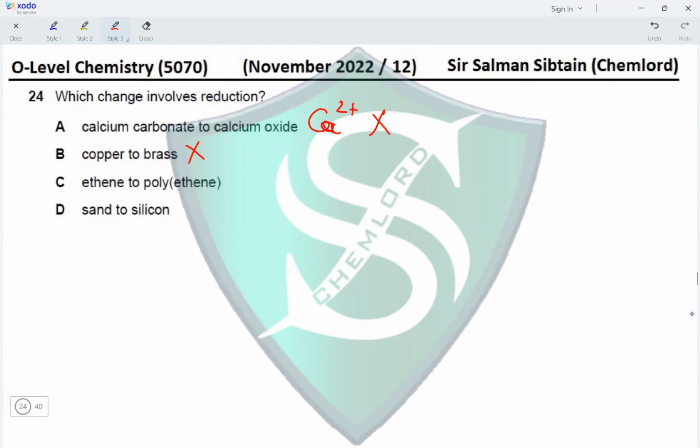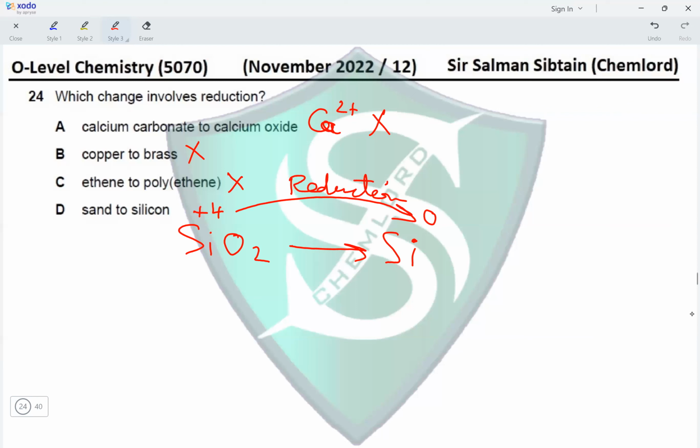Option C, ethene to polyethene. Here we have a double bond opening up, nothing else happens. There is no oxidation or reduction taking place. Option D, sand to silicon. Sand has SiO2 and this is converted into silicon. Silicon, being an element, has an oxidation state of 0, whereas Si in SiO2 has an oxidation state of +4. +4 to 0 is reduction. And they've asked which change involves reduction. So option D is the correct option for this question.